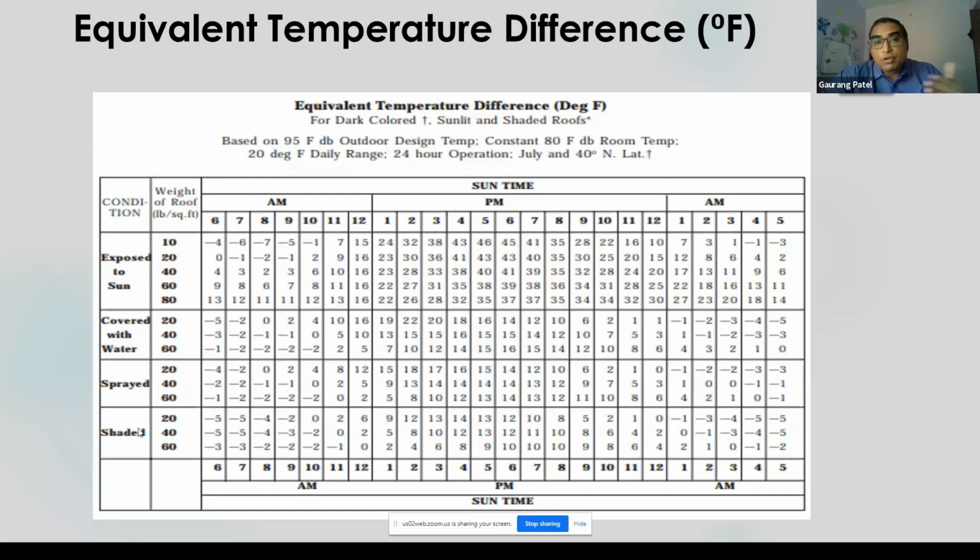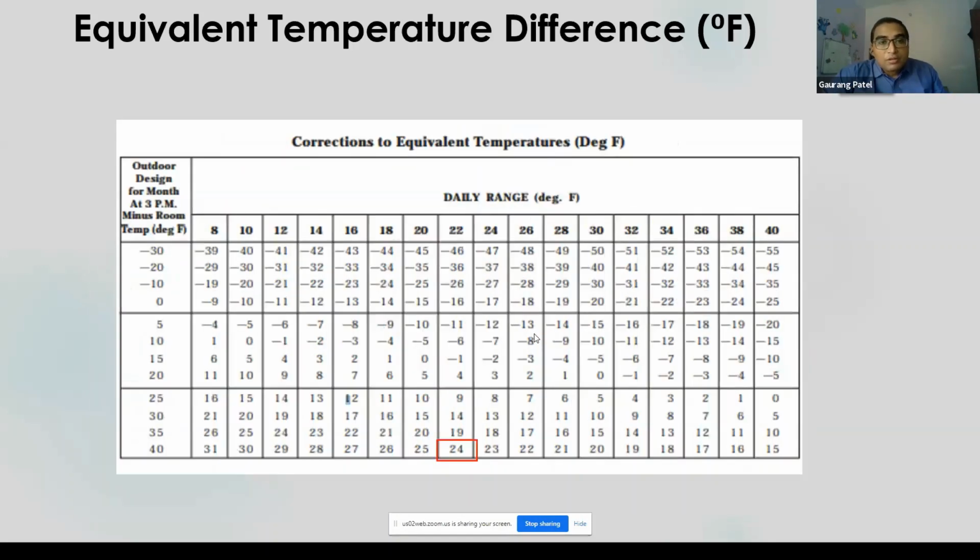Okay, you can also have a roof with shade. Based on all these four combinations, they have given the table here. From here you need to take the equivalent temperature difference and add it into the calculation of UA delta T, where delta T is the equivalent temperature difference. Then these are the correction factors they have given, for example, this is a correction for daily range.